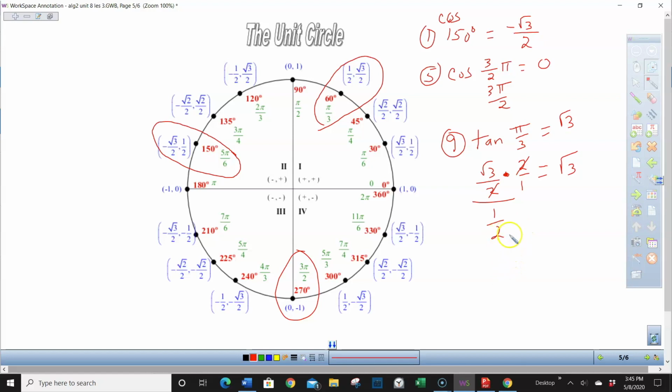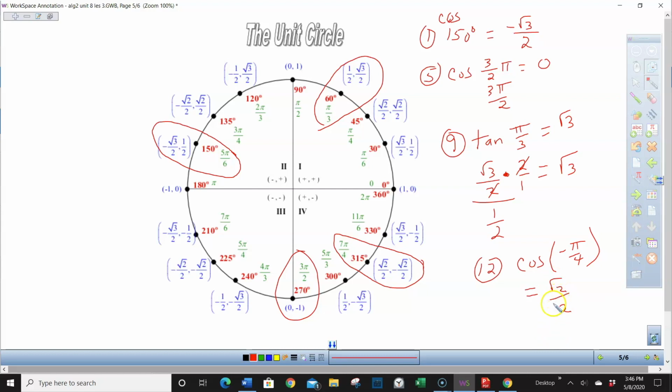Now, the only other thing I wanted to comment on is if we have a negative, like number 12, which says cosine of negative pi over 4. Start at 0. Pi over 4 is this way. That's positive, so we're going to go the same distance this way. 7 pi over 4 is the same as negative pi over 4. And if I'm doing cosine, I'm doing the x value, so it equals root 2 over 2.